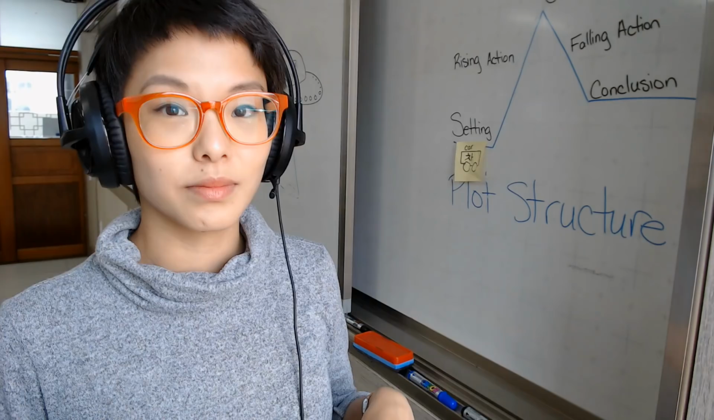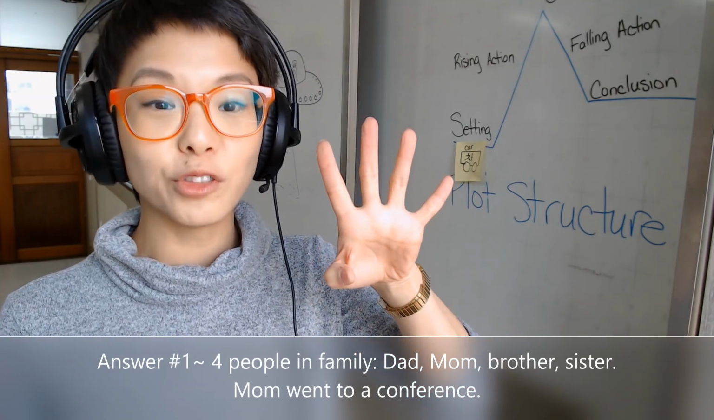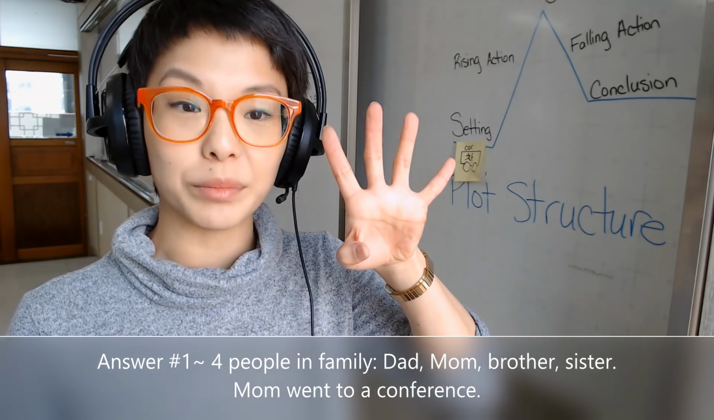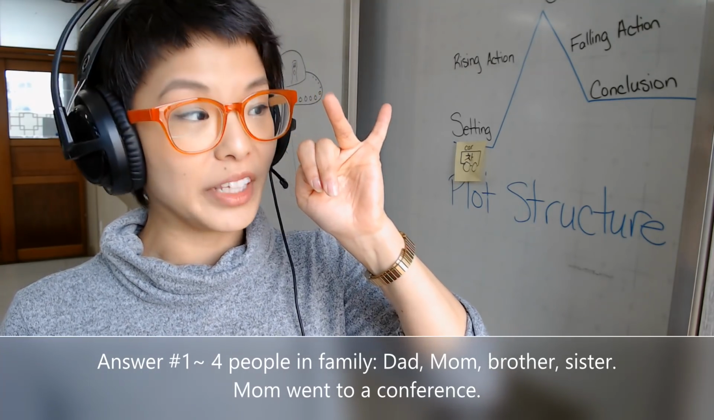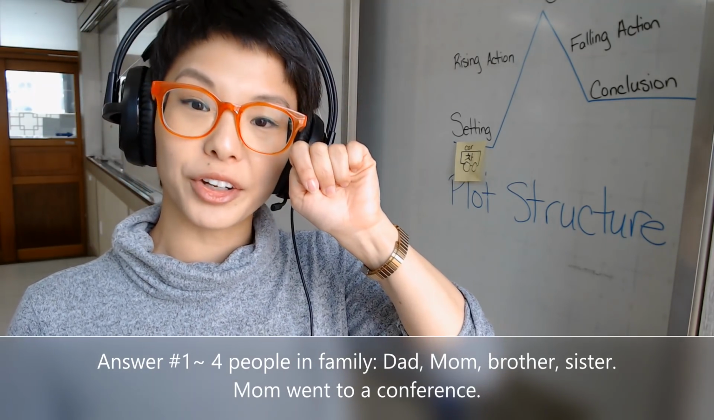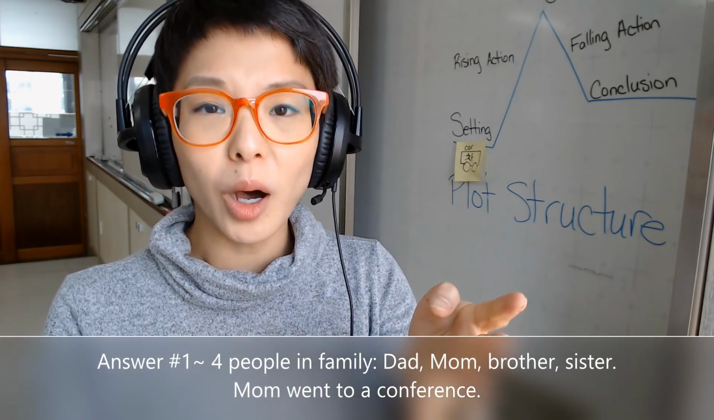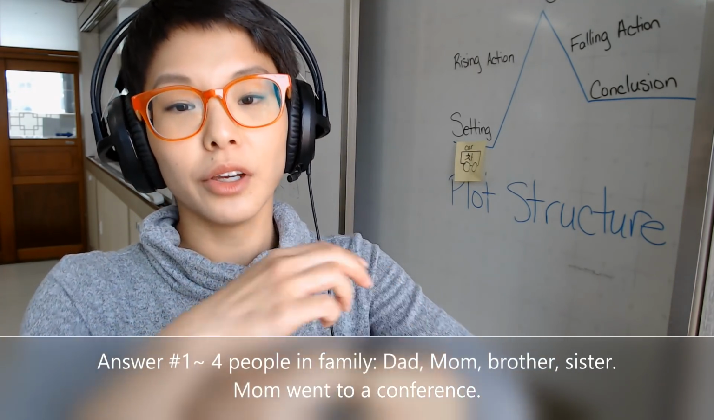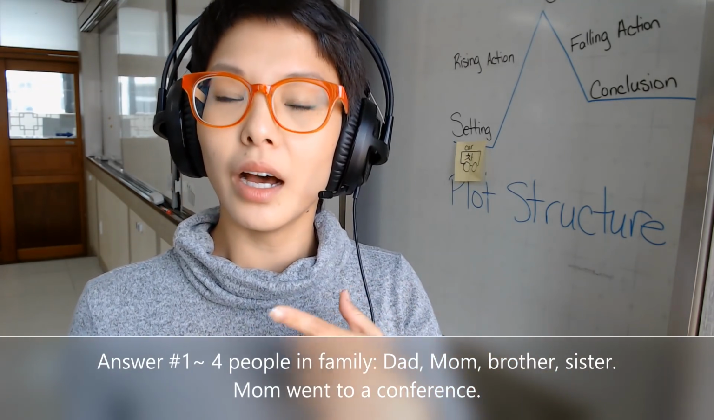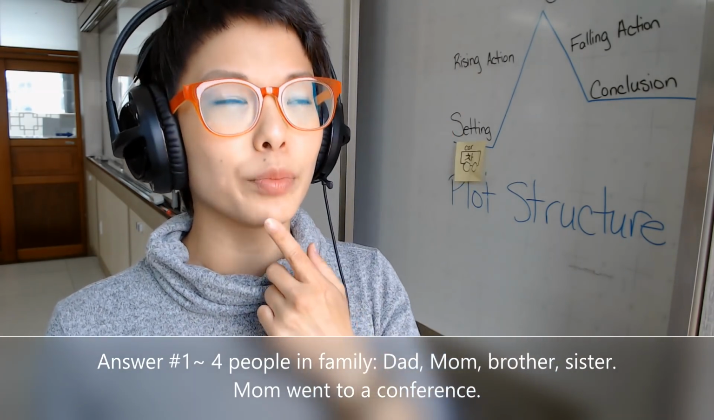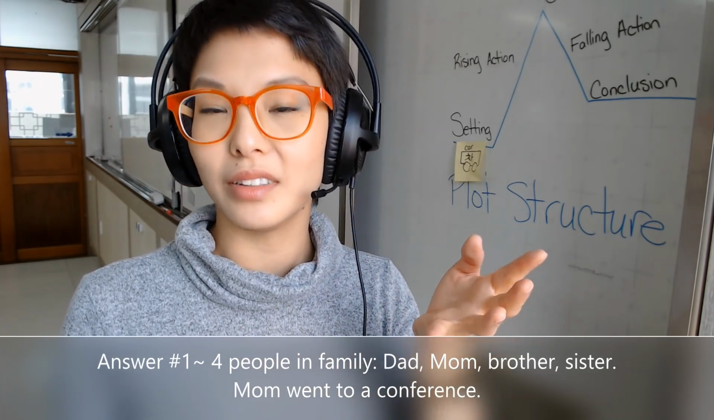Number 1. How many people are in the family? Where did Mom go? There are 4 people in the family. They are Dad, Mom, the older brother, and the younger sister. The mom went to a conference to talk about her research on lizards. I think Mom is probably a lizard scientist.